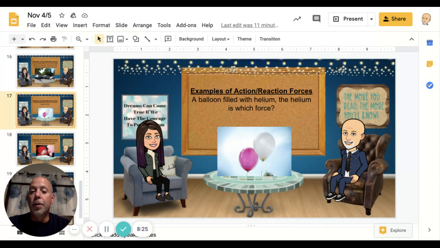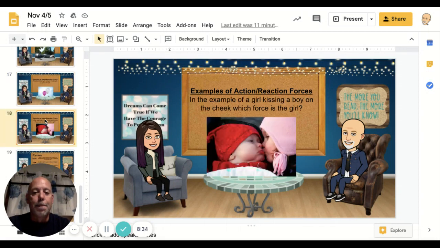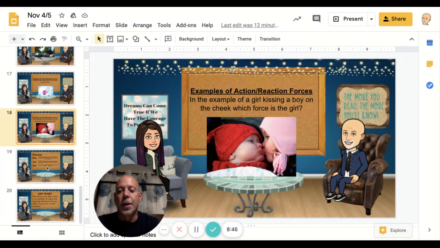How about a balloon filled with helium? The helium is which force? How about a little girl kissing a boy on the cheek? Which force is the girl? All right. Well, we're getting down to it now.